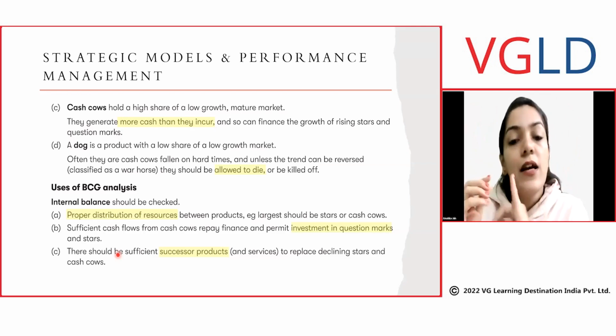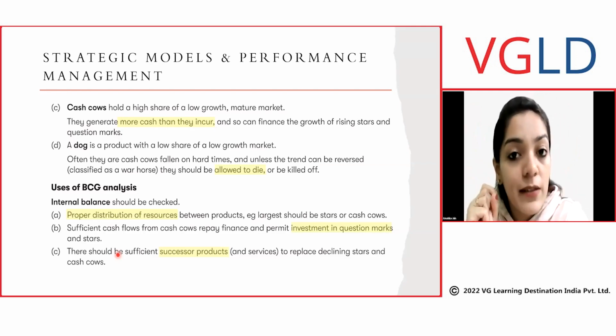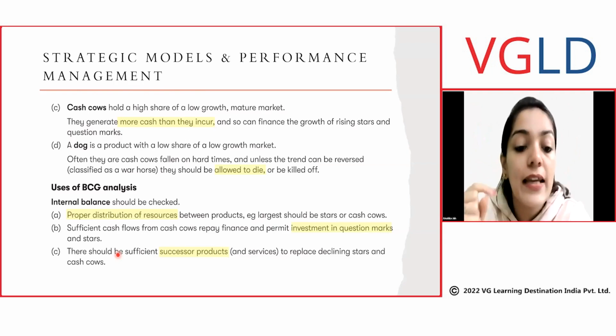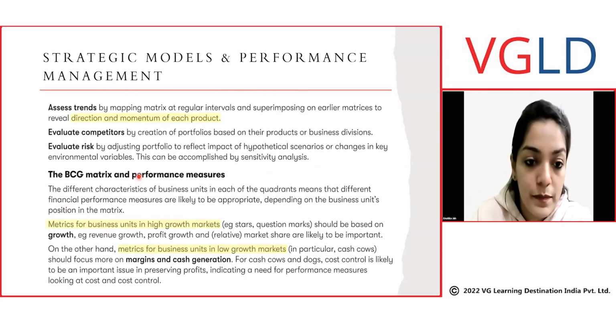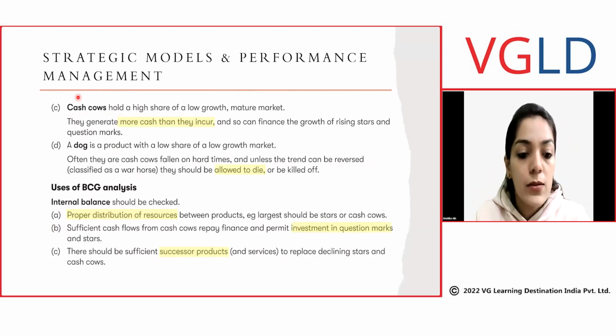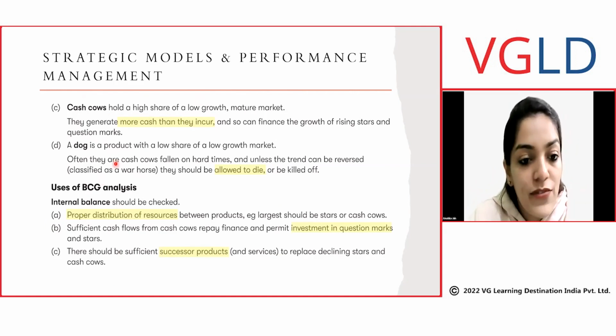So first one is proper distribution of resources. Then finding out the resources which need to be invested in question marks or stars, and finally it helps you to plan the successor products. Okay, so that is the usage of BCG analysis. Any doubts here? Is it fine?